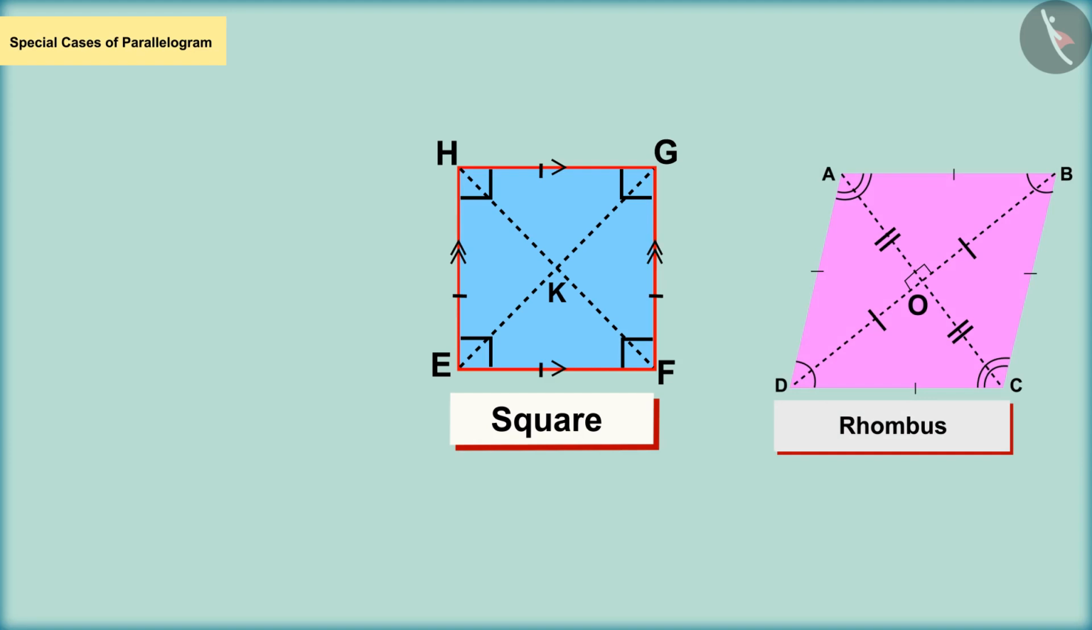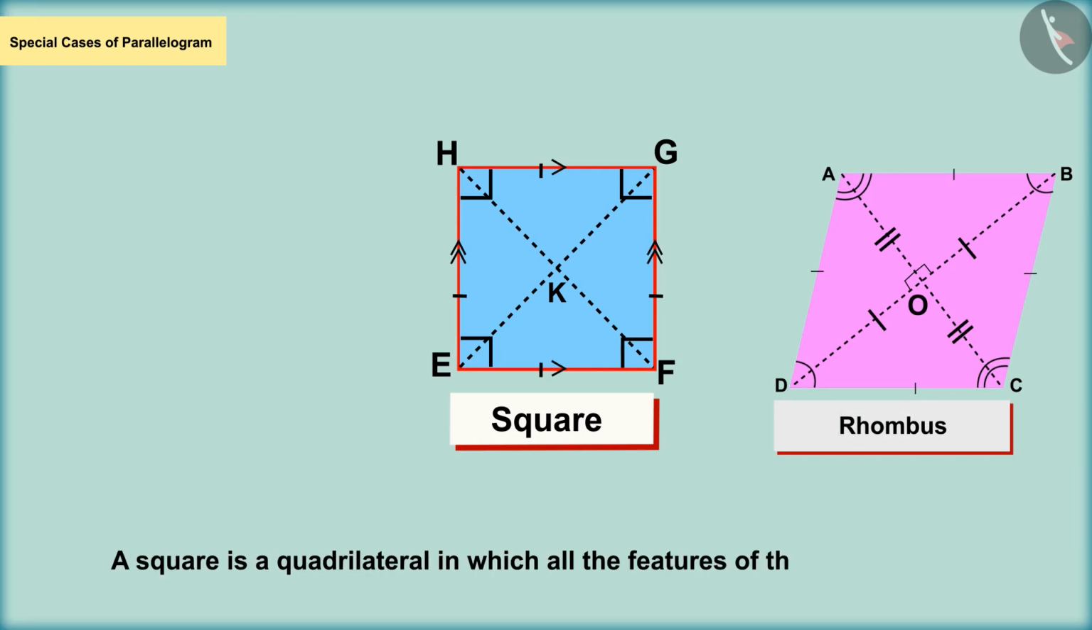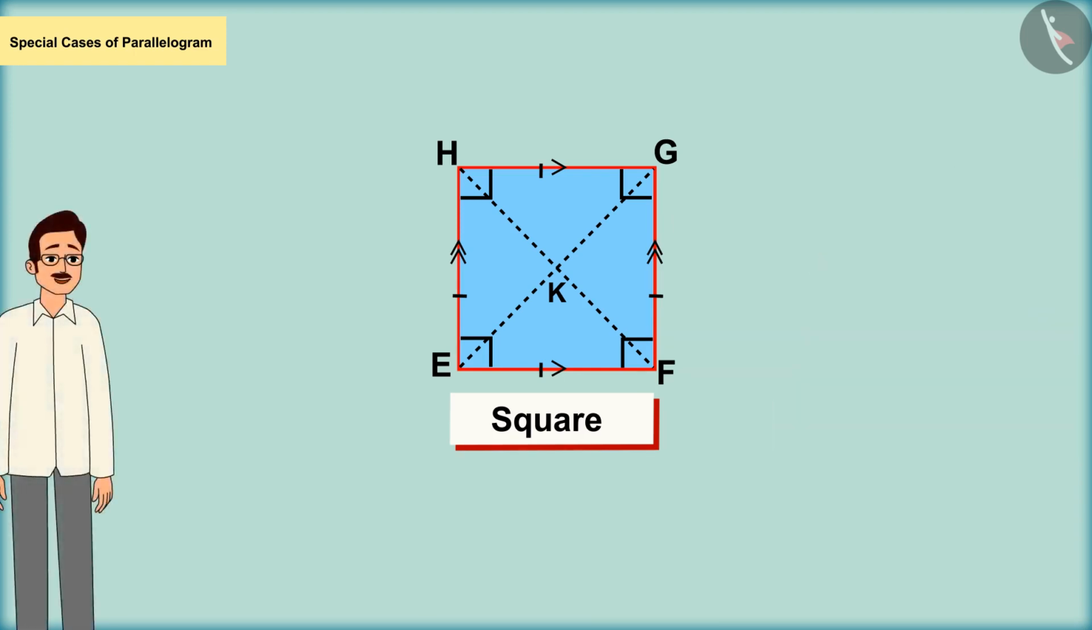Therefore, we can say that the square is a quadrilateral in which all the features of the parallelogram, rhombus and rectangle are present. So kids, can you tell me about the characteristics of square on this basis?